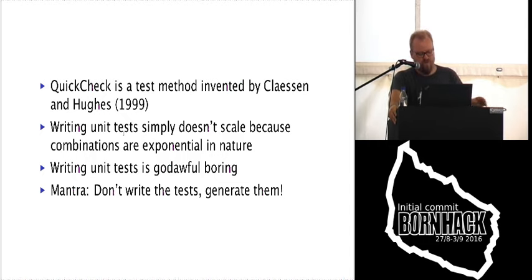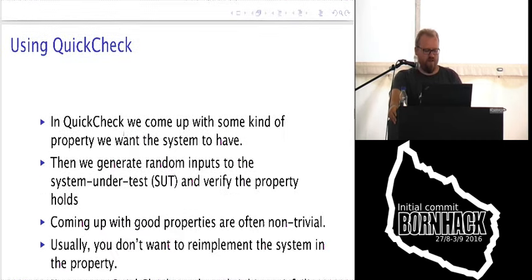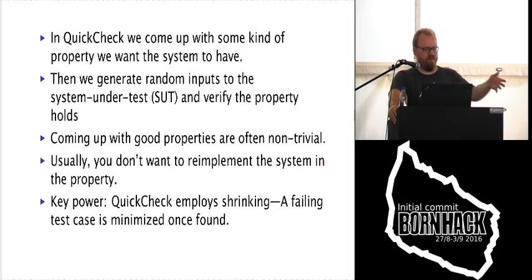So how would you go about generating tests automatically? Well, the way QuickCheck does it is we come up with some kind of property, very often a mathematical property, that we want the system under test to have. We want to check that it has this particular property. So we generate random inputs to the system under test, and then verify that under these random inputs, the system has the properties we want. The goal is to make the system break and find something where we break the property, right? Because that means we have a bug and we can fix it.